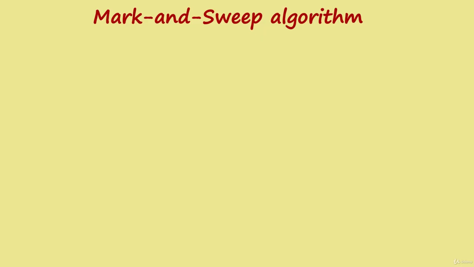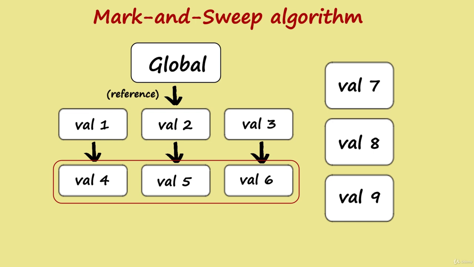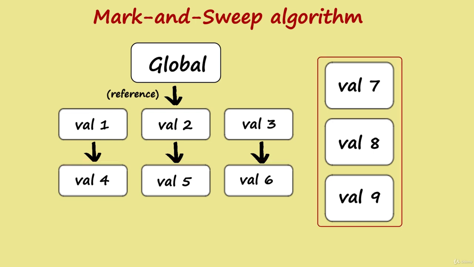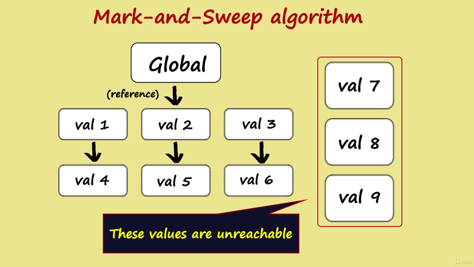So what this mark and sweep logic will do, it will start searching which values have references. For example, it begins with global. Now let's say this has a reference, this value also has a reference, this has a reference. Further, there might be more references to other values as well. But in case, assume that these 3 do not have any link. That means some object now is set to null, or some other way these values have become unreachable.